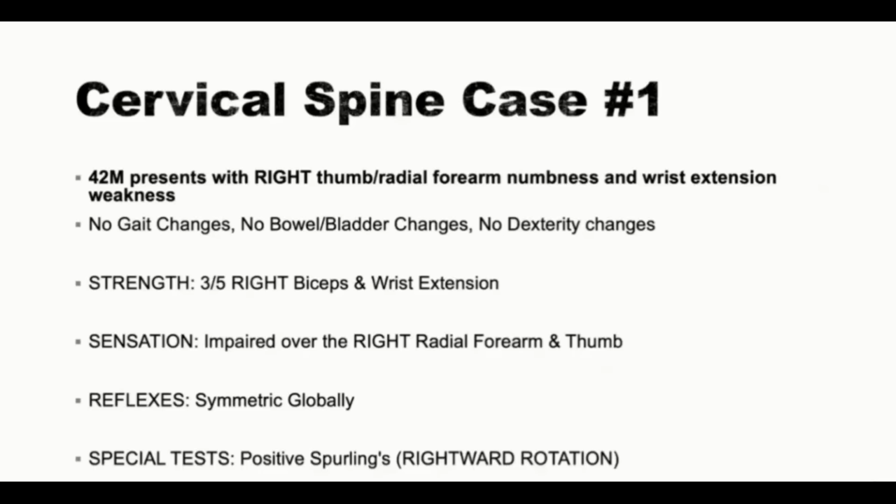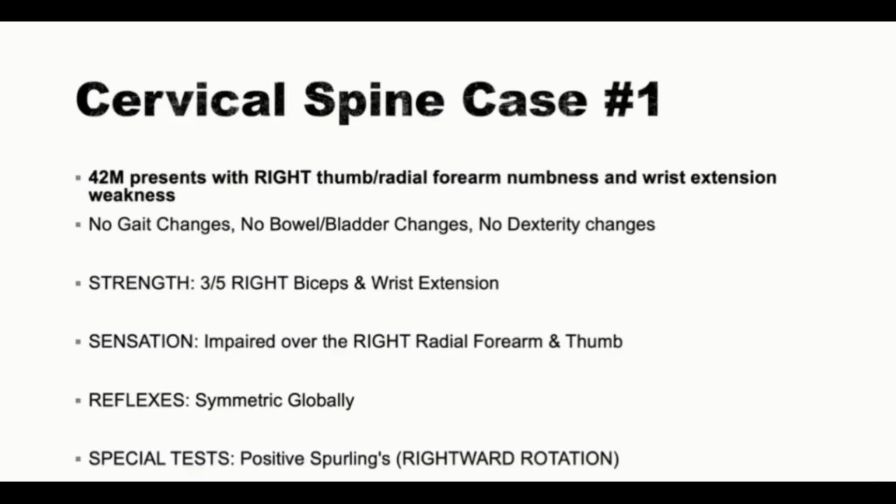Strength is markedly diminished, I would say, with a 3 out of 5 right biceps and wrist extension. So, we heard the story with the bolded line. We're kind of thinking C6. It kind of sounds like C6, and now we're going to prove it to ourselves with our exam, and then we're going to drive it home with some imaging.